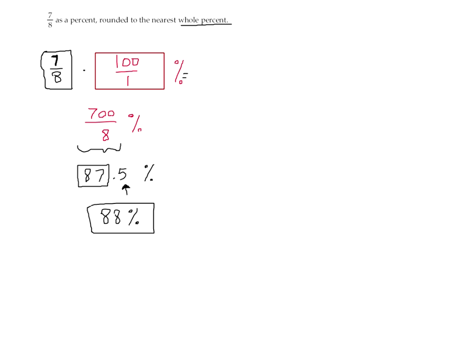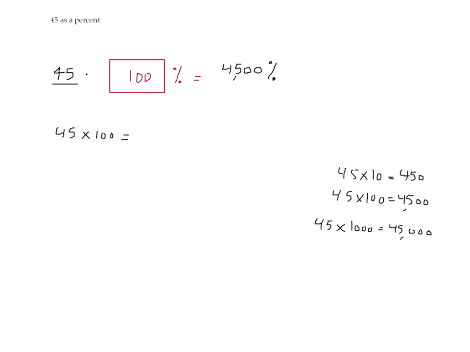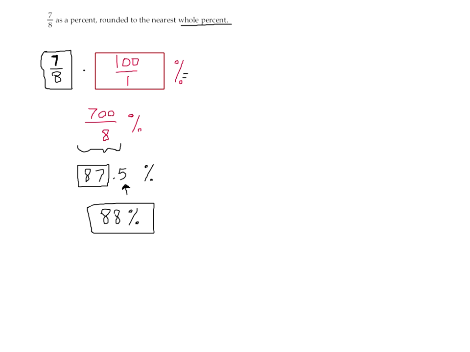Again, the same idea. You multiply it by 100, just like the previous example. See? If I want to change 45 to a percent, I multiply by 100. If I want to change 7/8 as a percent, I just multiply by 100. Doesn't matter if it's 45 or 7/8. You just multiply by 100 and put the percent sign in front of that.